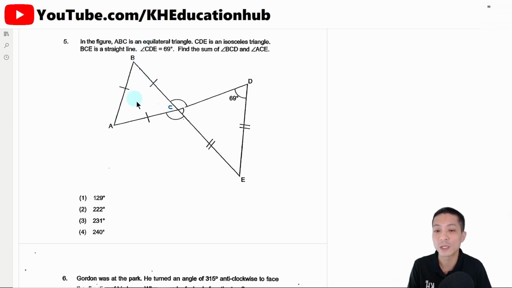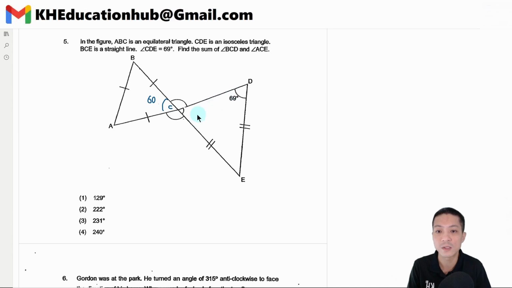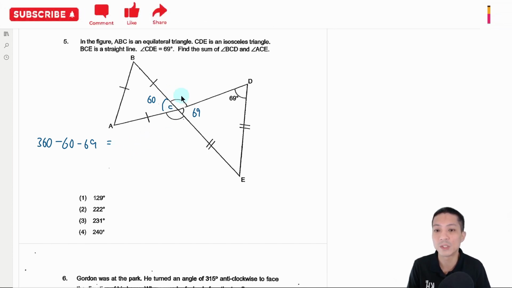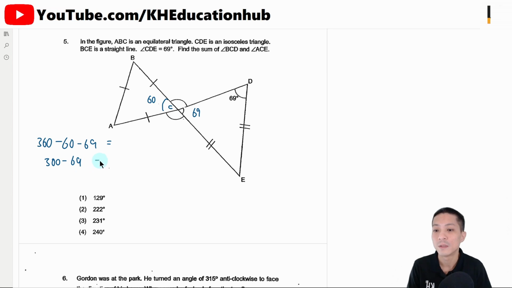Since triangle ABC is an equilateral triangle, over here this is 60. And triangle CDE is an isosceles, so this is 69 because they are the same. So what we have to do is use 360, because this whole center part here is 360, and subtract away 60, subtract away 69. That will give us the total of these two angles. So it's going to become 300 minus 69, which will be 231. The answer will be number 3.